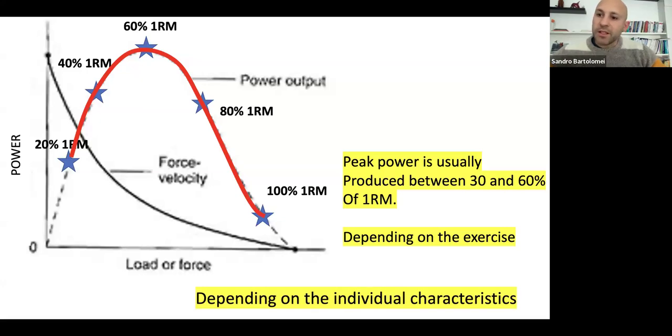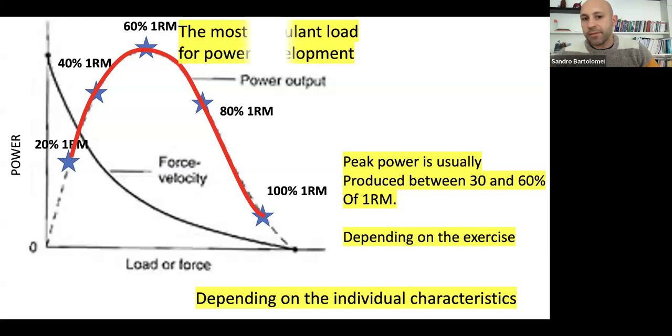Each individual has a specific characteristic. Some individuals may be able to produce the peak of power at 40% of 1 RM, while other individuals may be able to produce the peak of power at 65%, usually no more than that. Okay.